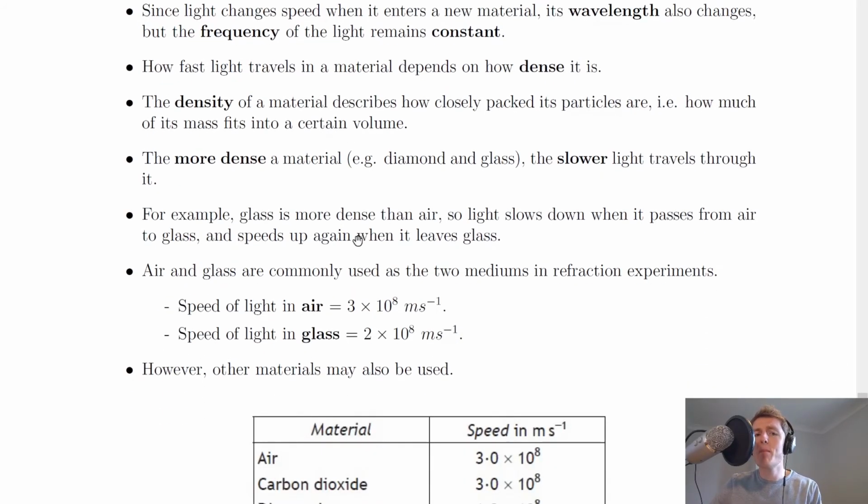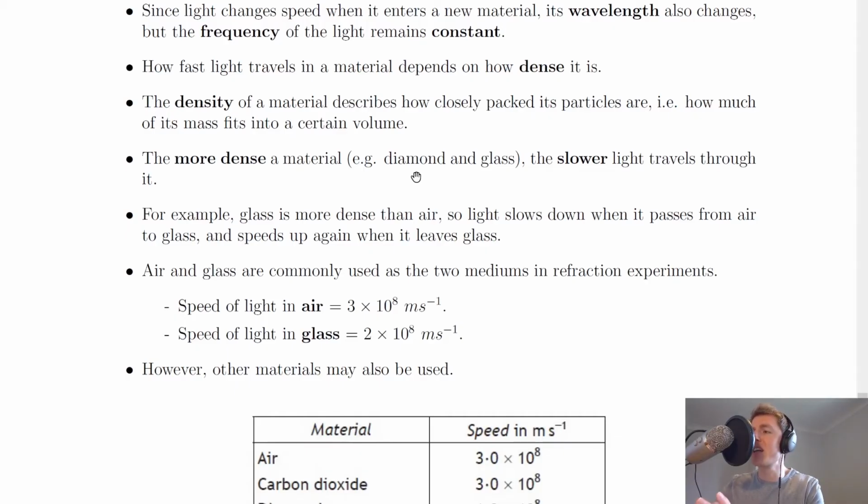We could say that the more dense a material, for example diamond and glass, the slower that light will travel through it. That is because of how closely packed the particles are inside of those materials. Whereas if you think about air, which is a gas, the particles are going to be moving randomly in all directions and are going to be spread out.